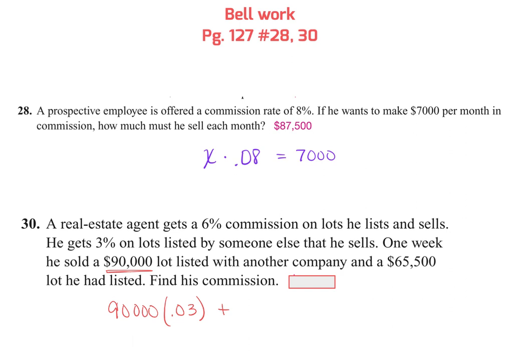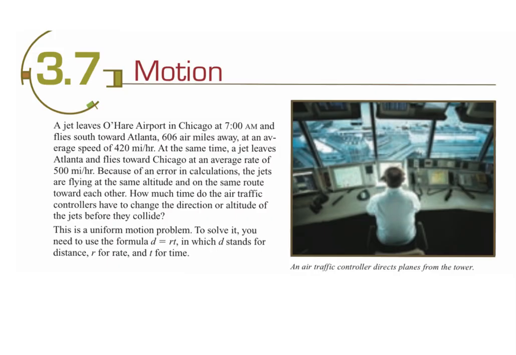He also sold 65,500 that he had listed. So what's his percent on this one? 6. And if I add those two up, I will get his commission. And so that's how you should have set it up. 90,000 times 3% plus 65,000 times the 6%. And when you did that, you should have gotten $6,630.